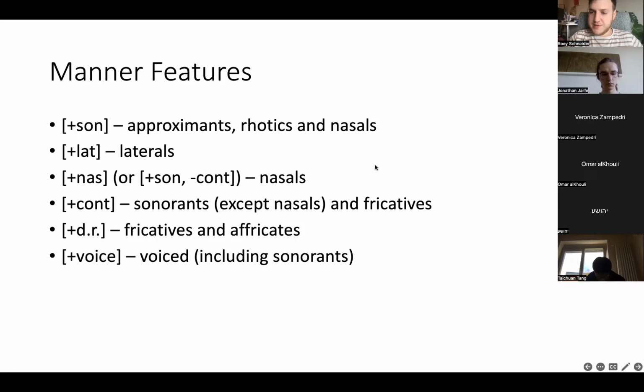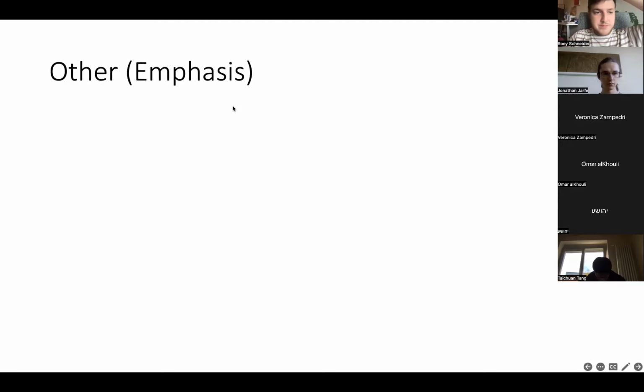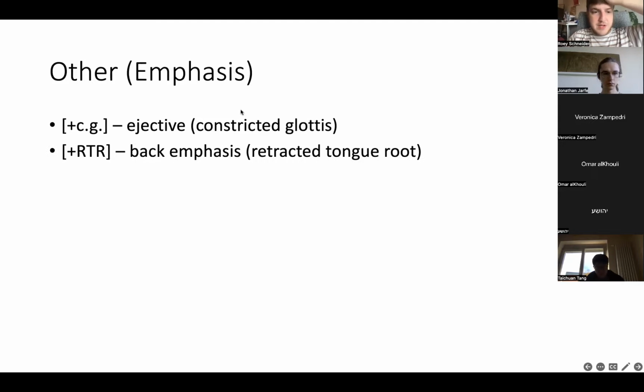So everything is clear so far. It's a little bit complicated and technical, but I think you're dealing very well, hopefully. And emphasis is, once again, as I already said, produced either with ejectiveness or with back emphasis, which is retracted tongue root, velarization, pharyngealization, or uvularization.